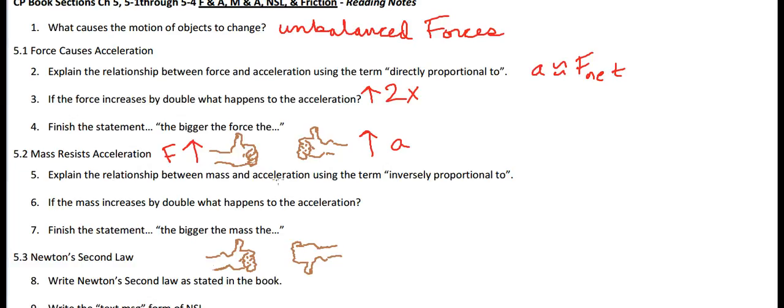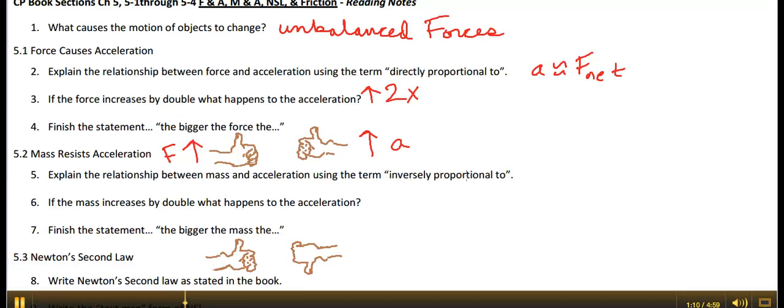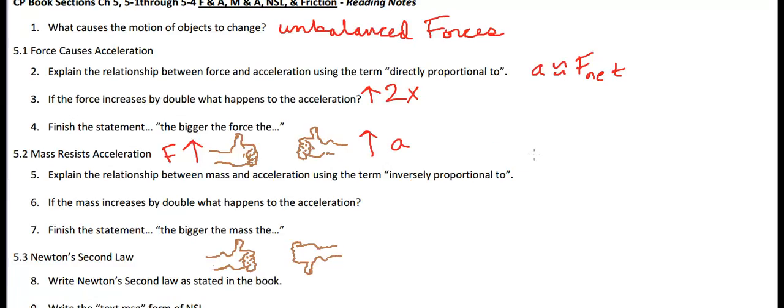Mass resists acceleration. Explain the relationship between mass and acceleration using the term inversely proportional to. So the acceleration is inversely proportional to mass. And so you can write it a little bit like that. If the mass increases by double, what happens to acceleration? It will get twice less. So finish the statement, the bigger the mass. So the bigger the mass, the smaller the acceleration, inversely proportional to.